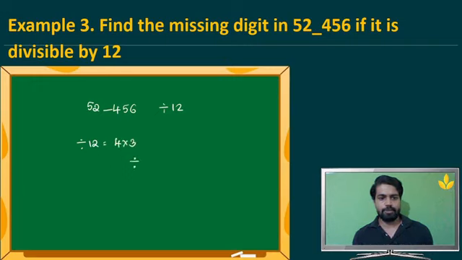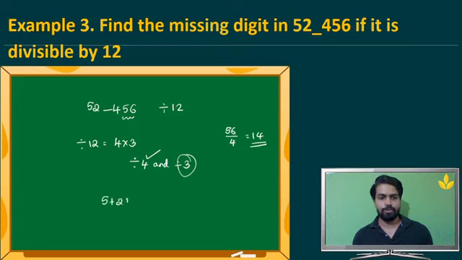And if the number is divisible by 4 and divisible by 3, I can say the entire value is divisible by 12. But finding the rule for 4 is easy. We have to check the last two digits, and I can say 56 is divisible by 4. 4 14s are 56. That means the 4 rule is followed. I need to only check for 3 now. And we know the rule for 3. I need to add the digits.